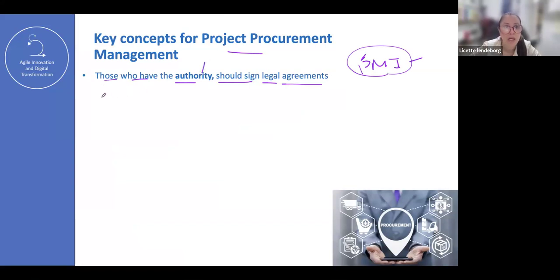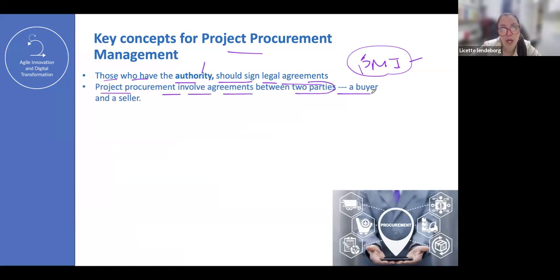Number 2, project procurement involves agreements between 2 parties, a buyer and seller. So every single time that you are talking about procurement in project management, it is about 2 parties or persons. One is the buyer and another one is the seller. Buyer and seller, period, those 2 roles.